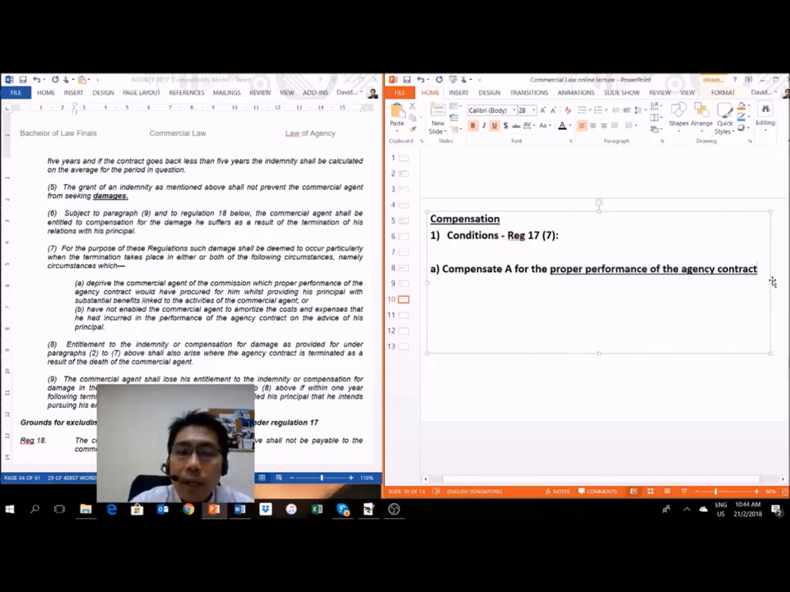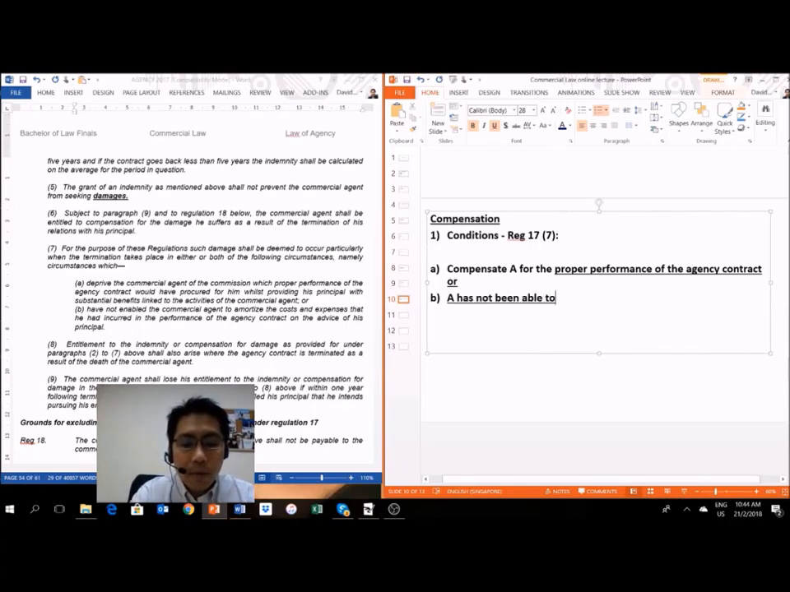Now I'm going to put this in as B. The second condition, so to speak. And it's either one or the other: or where the agent has not been able to amortize his costs and expenses.